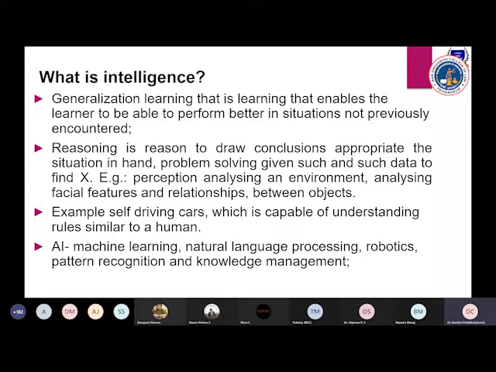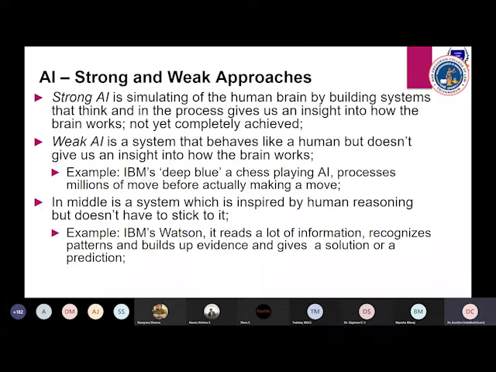Now in AI, there are two major approaches. One is strong AI, which simulates the human brain by building systems that think, and in the process gives us an insight into how the brain works. But don't worry, it has not yet been completely achieved. Chinese claim that they have reached that stage, but there is no machine right now giving strong AI. Then you have weak AI, a system which behaves like a human, but doesn't give us an insight as to how the brain of that particular machine works.